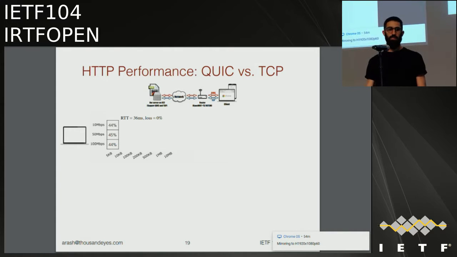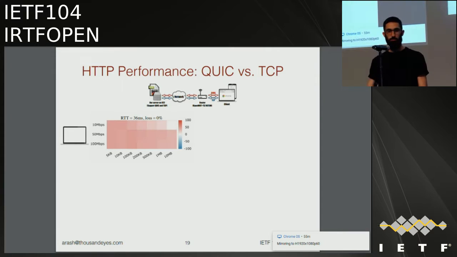So in this case, the RTT is 36 milliseconds. The loss is insignificant. And those numbers, 45 and 44%, mean that when we're downloading that 5 kilobyte object using Quick and TCP, the download time for Quick is 45% better than TCP. Now, to avoid bombarding you with a lot of numbers, I'm going to replace that with a heat map. Just think of it as red means Quick is doing better, blue means TCP is doing better, and white means there's no statistically significant difference between the two protocols.